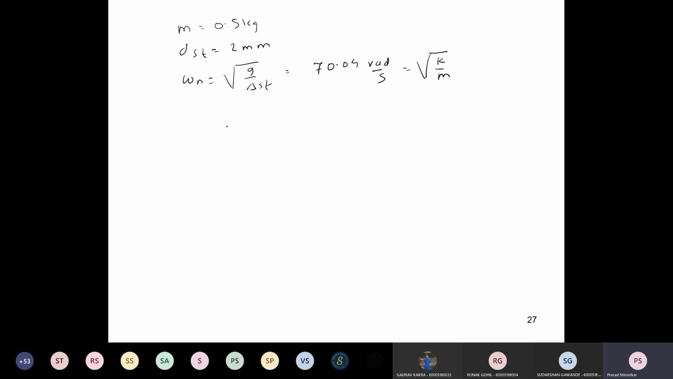You know m is 0.5 kg. So using that you will get the value of stiffness, which comes out to be 2452.5 Newton per meter. Now delta is 4F by k, that is the decrease in amplitude per cycle.